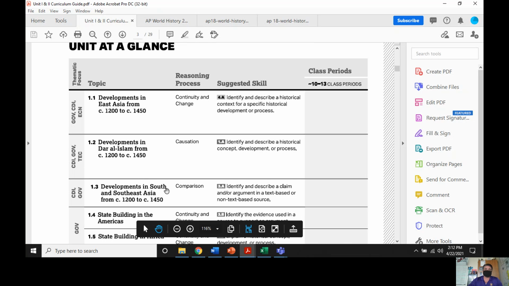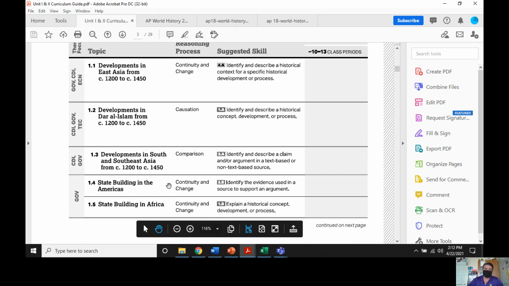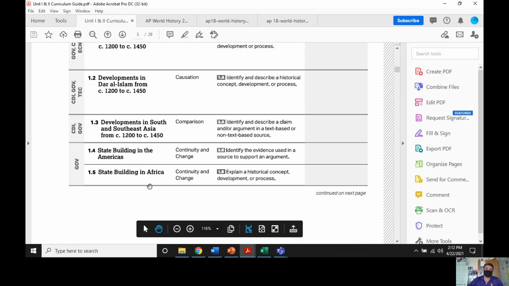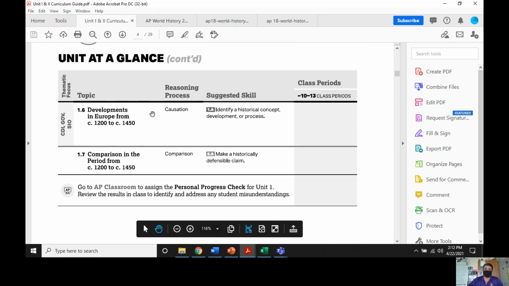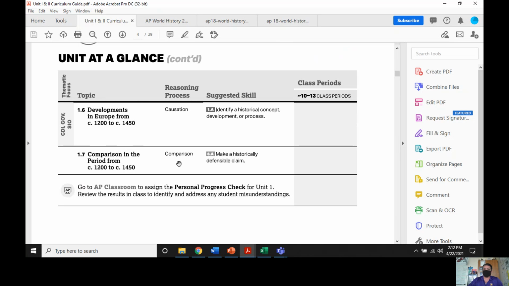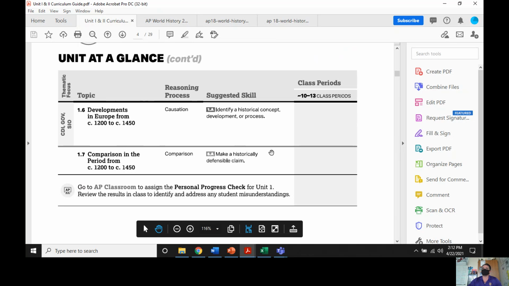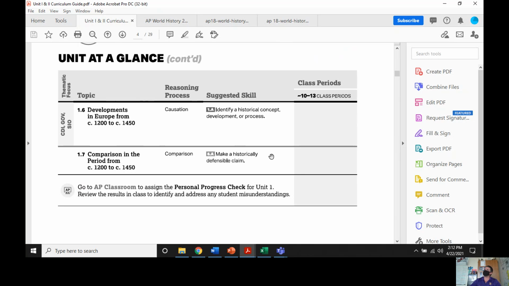We'll talk about some of the developments in South and Southeast Asia, state building in the Americas, and state building in Africa. We will then wrap it up in Europe, to see what they're up to during this time period. Finally, and this isn't one we're going to go into in a whole lot of depth, as we're talking about these groups, think about in what ways they're similar. What are some things that they're all more or less doing? Because if you can remember that, you've got a sense of the time period.